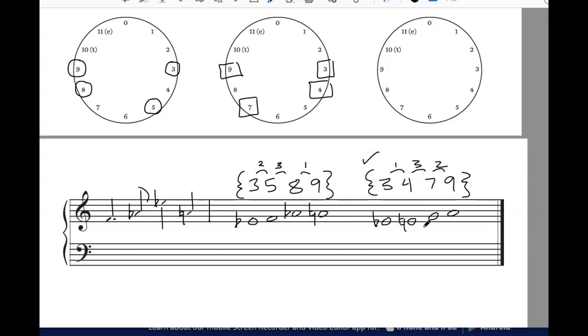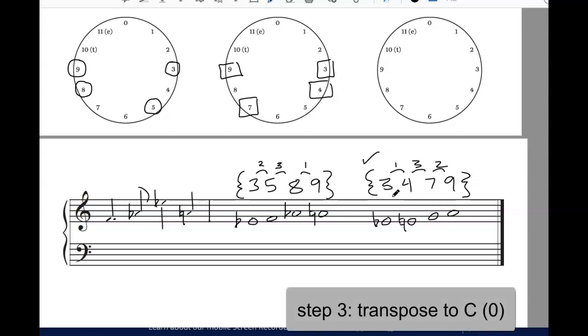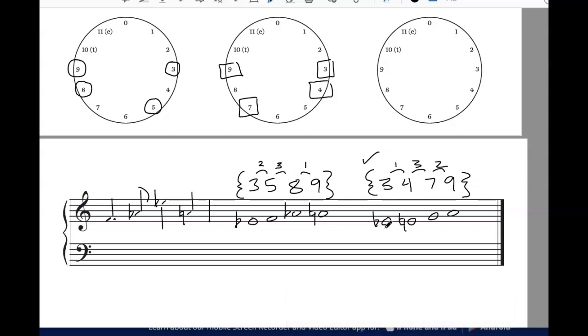Now we are on to the third step, which is to transpose this first note so that it starts on 0. That's a fairly simple process. We are going to take the E flat and move it to C. And in doing that, we had to subtract 3 half steps. 3 minus 3 brought us to 0. We will do that to all of these notes in order to keep the exact same shape. 4 minus 3 is 1, 7 minus 3 is 4, and 9 minus 3 is 6. So our prime form, 0, 1, 4, 6.